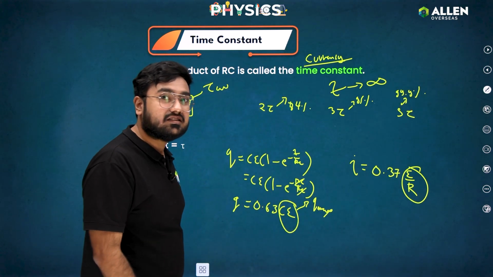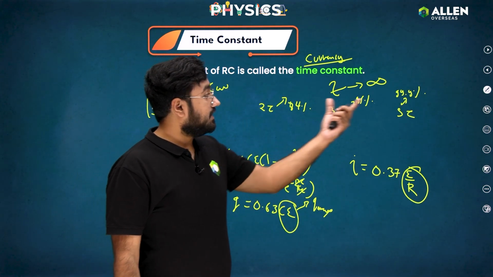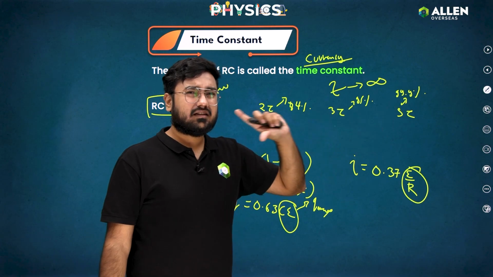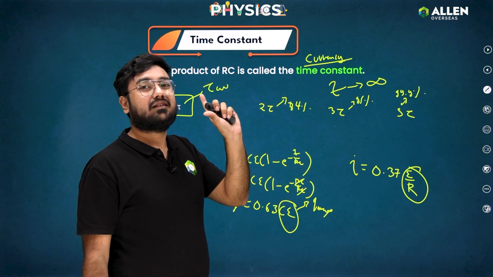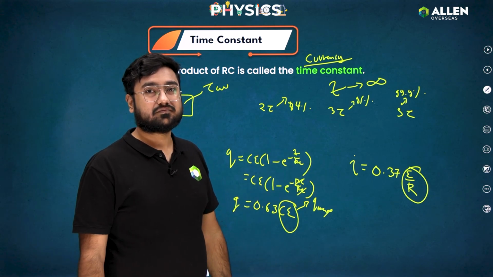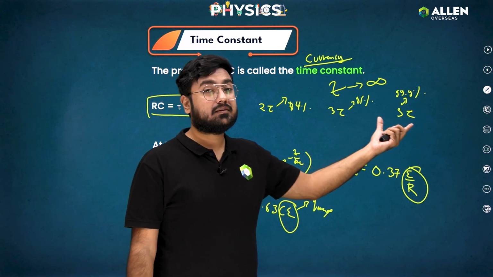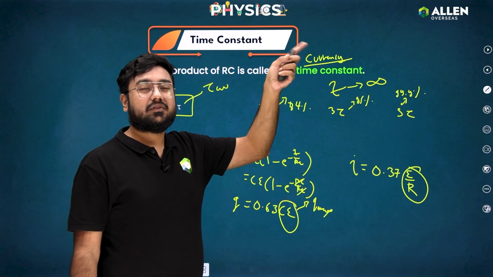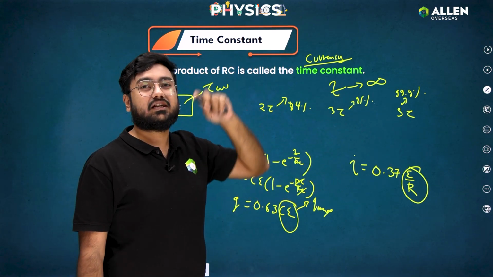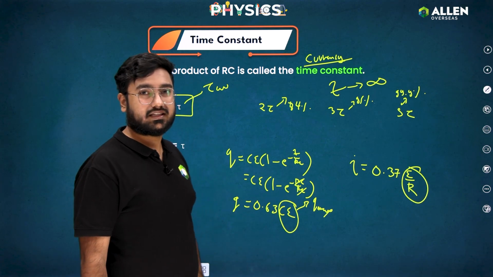99.9% charged. So in 5 time constants, the circuit is almost at the steady state. So we say the circuit will be completely charged in 5 time constants, not when time tends to infinity. It will not take forever for that capacitor to get charged. Getting the point?